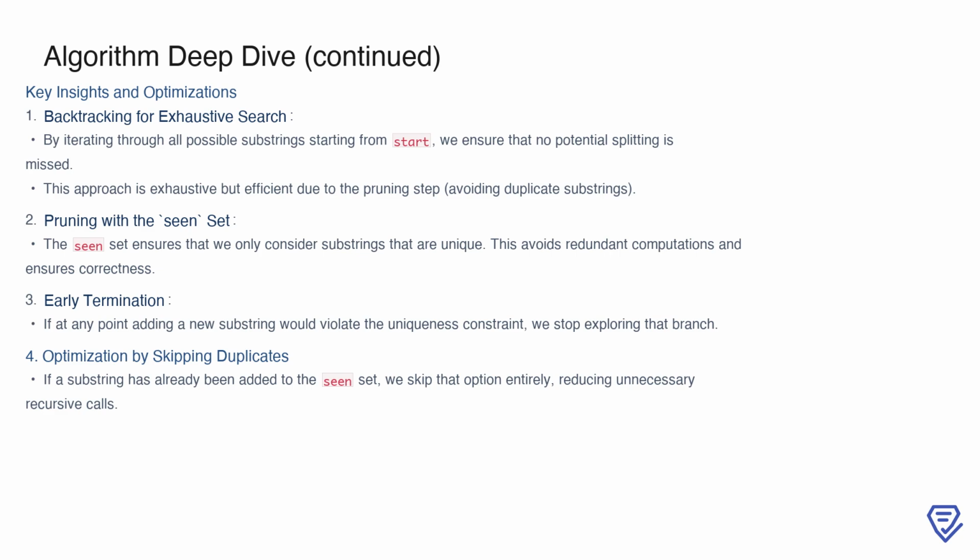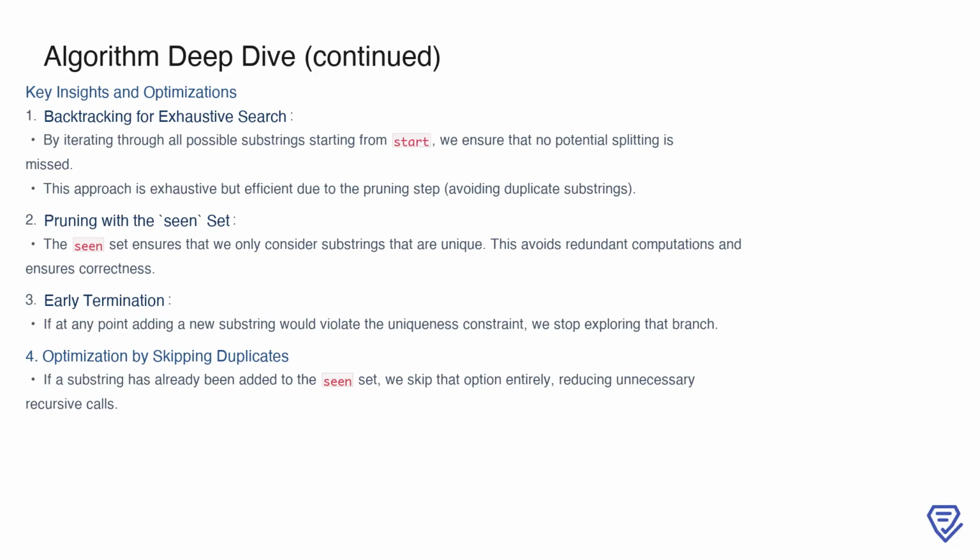This approach works because backtracking enables us to exhaustively search all possible ways to split the string. By iterating through every potential substring start and endpoint, we ensure that no valid splitting option is overlooked. The seen set plays a crucial role in pruning the search space by enforcing the uniqueness of substrings. This prevents redundant computations and ensures correctness.